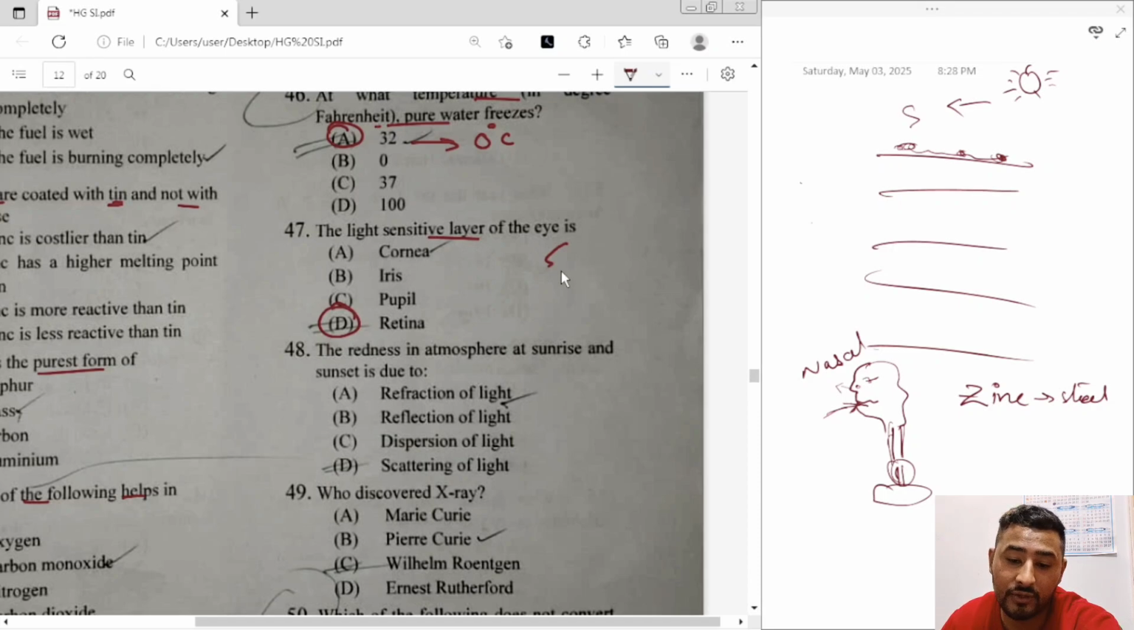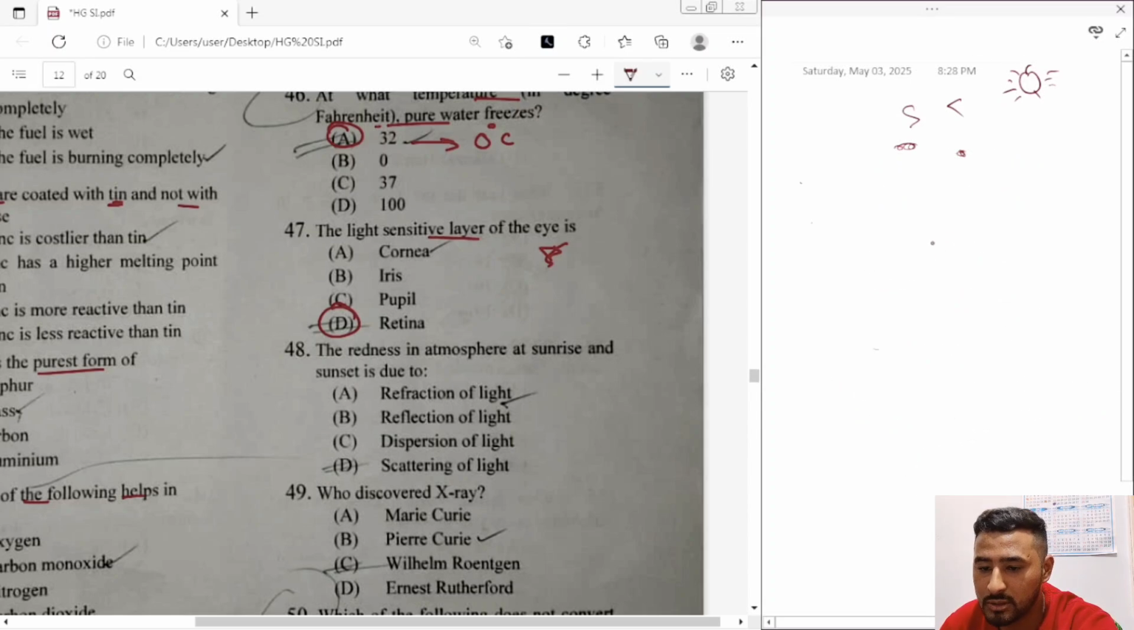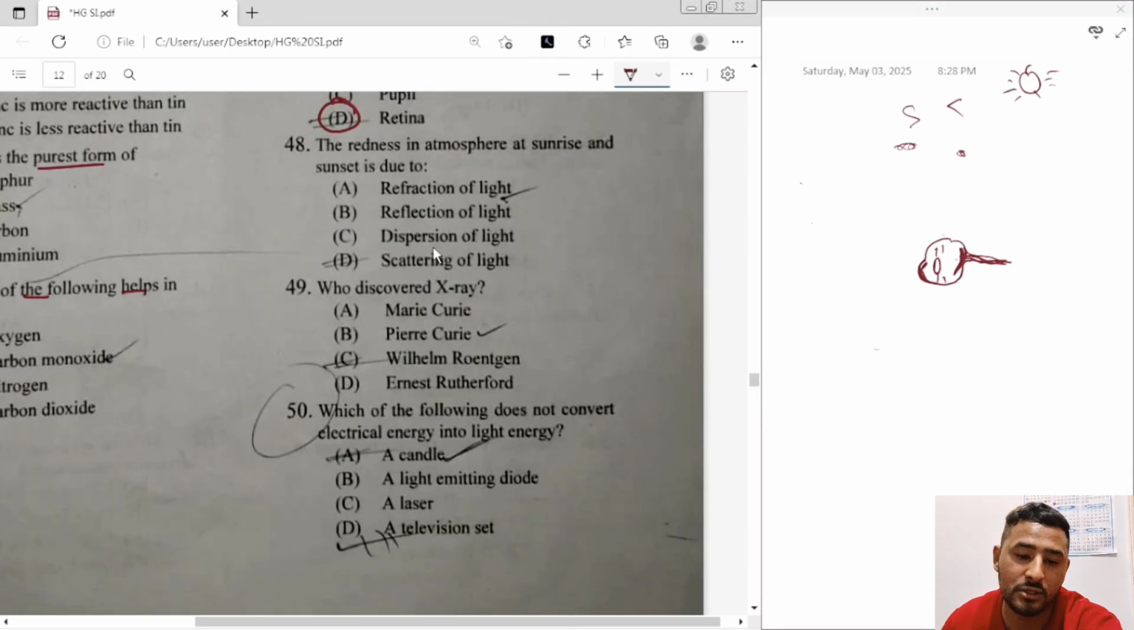Suppose this is the structure of the eye, let me draw it here. This part is the cornea. Here will be the retina, and these are connected to the optic nerve. This is the light sensitive layer of the eye. There will be a lens and ciliary muscles. So the answer will be retina. Question number 47. Last 2-3 questions.